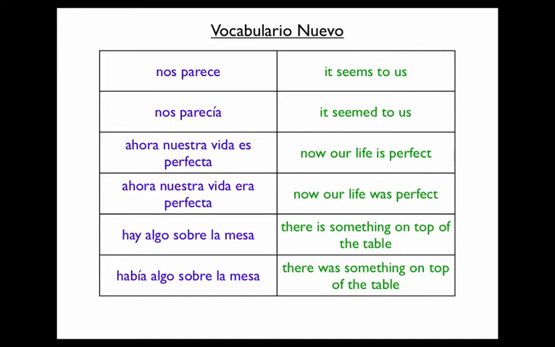Hay algo sobre la mesa. There is something on top of or above the table. Sobre means on top of or above. Algo means something. And mesa is table. Remember, in geography, the flat-topped mountains are called mesas because they look like tables. Había algo sobre la mesa. Había, there was. Algo, something. Sobre is on top of or above. La mesa is the table.